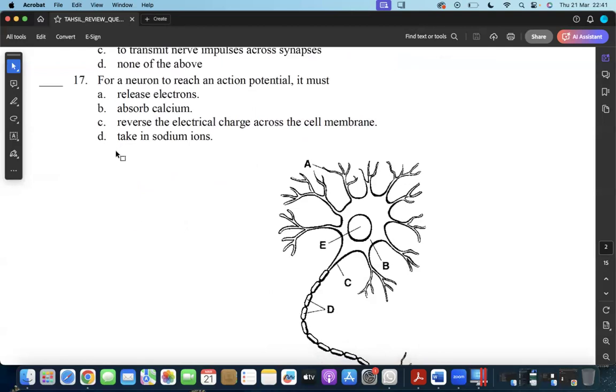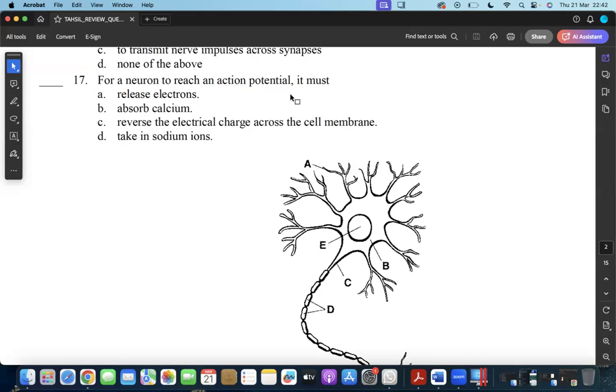Question number 17 says, for a neuron to reach an action potential, what would happen? So now we get into the action potential itself. Before a neuron can reach an action potential, what must happen? A says release electrons. Releasing electrons is not what brings them to action potential. Absorb calcium, not really, cannot be the reason. Reverse the electrical charge across the cell membrane. That seems to be correct.